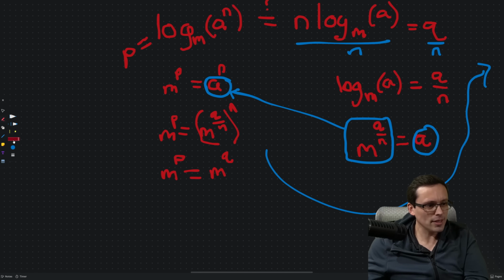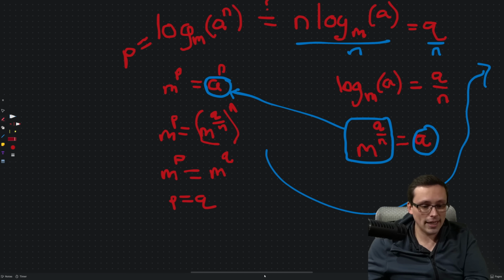So we have this. Now, what does that mean? Well, if m to this power is equal to m to that power, that can only be true if the exponents themselves are equal. So that means that p must be equal to q.